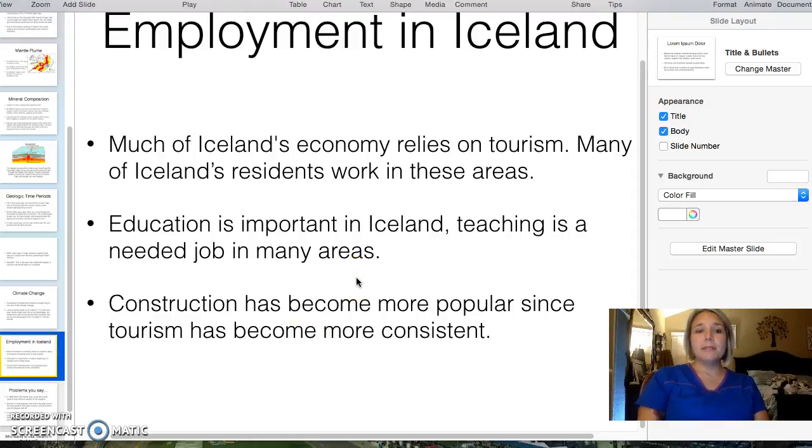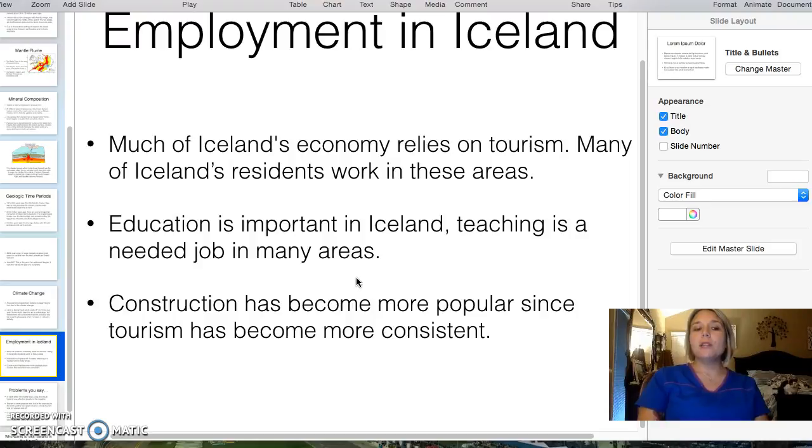Employment in Iceland. Much of Iceland's economy relies on tourism. Many of the residents work in different areas like hotels or shops or as tour guides. That's where a lot of their money comes from. Education is important in Iceland as it is in many areas, so teaching is a needed job there.